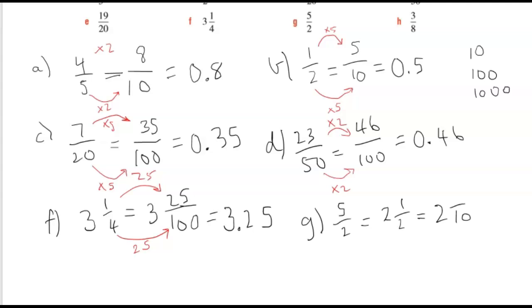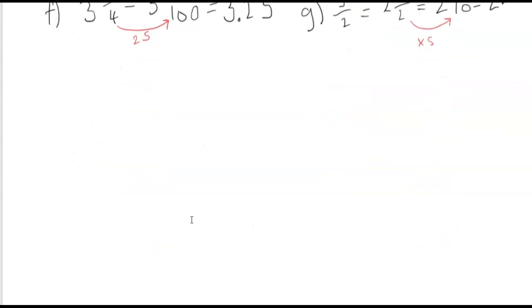Okay, so what do we multiply that 2 by to get to 10? We multiply it by 5, and we do the same to the top. Let me just go back. So 1 times 5 is 5. So you've got 2.5. So 2 whole numbers and 2 units, or 2 ones and 5 tenths. All right. I'm going to move on to the next question.